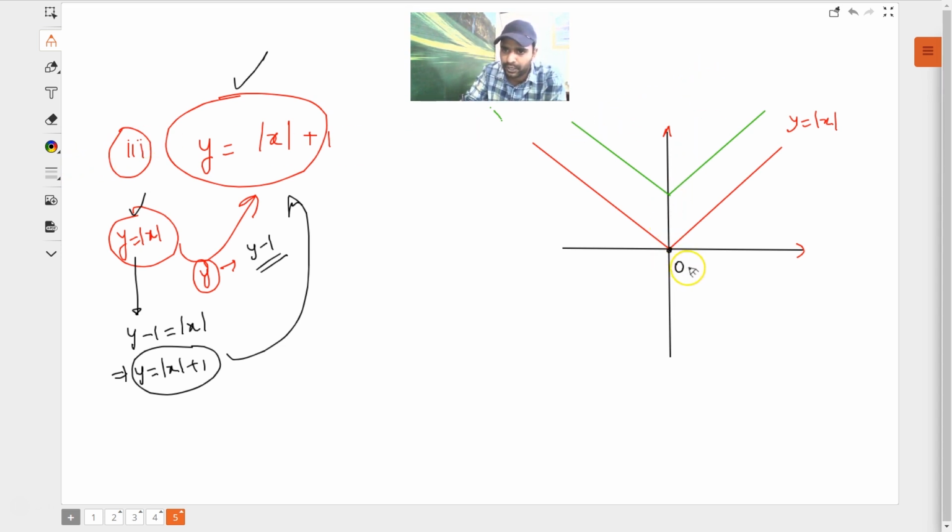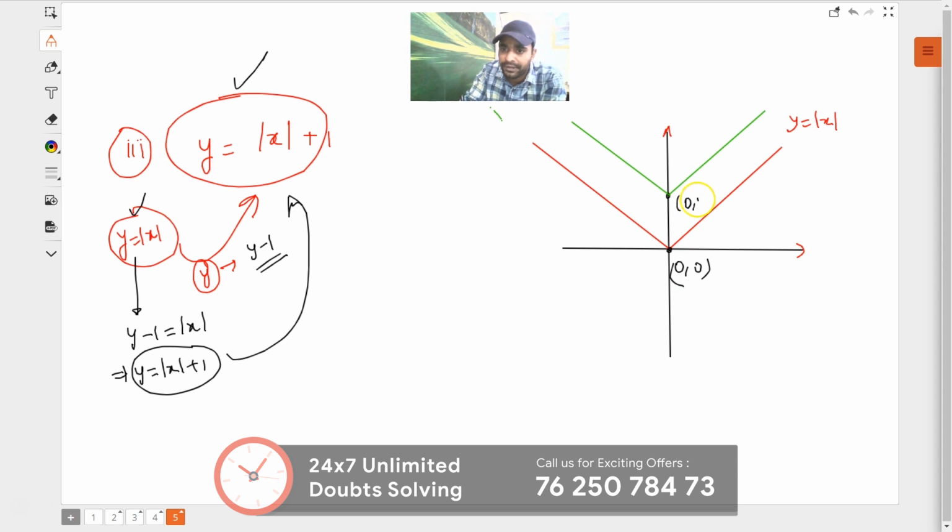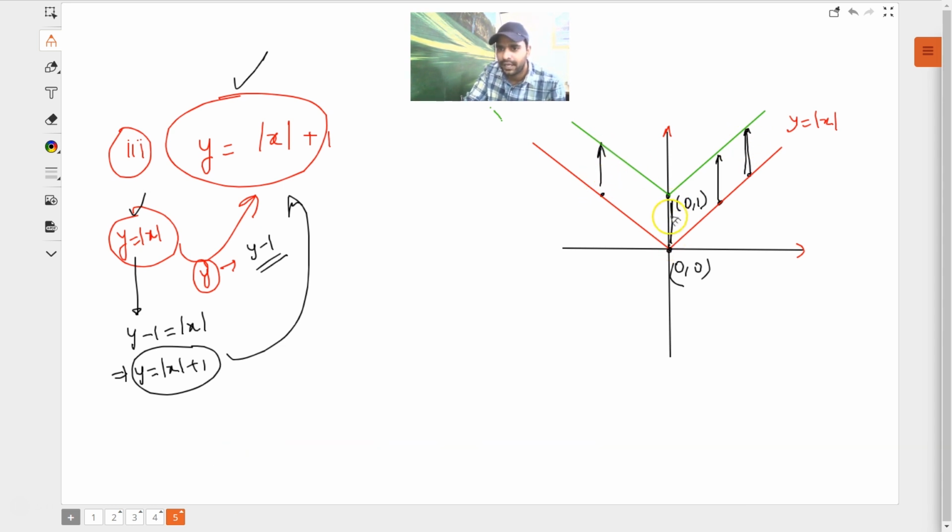Okay, so earlier this point was (0,0). If I'm pushing this graph vertically, will my x coordinate change? No. Only the value of y will change. Since I'm taking this graph vertically upwards, this point which was earlier (0,0) will now be (0,1), right or not, guys? Each and every point on the earlier graph will be pushed upwards by how many units? One unit. Everybody got it or not? So this new green graph over here is of y is equal to mod x plus 1.